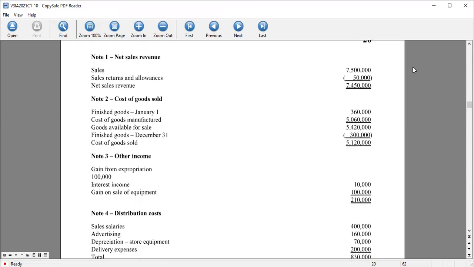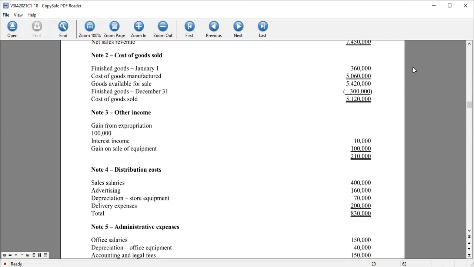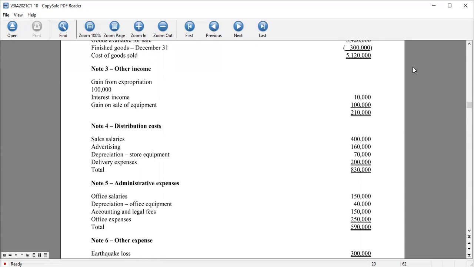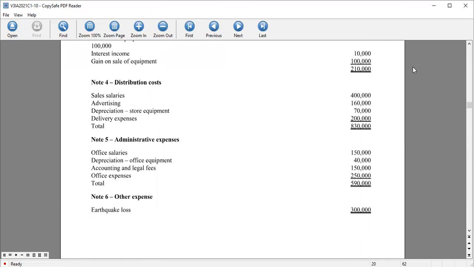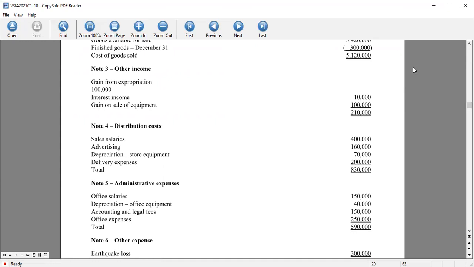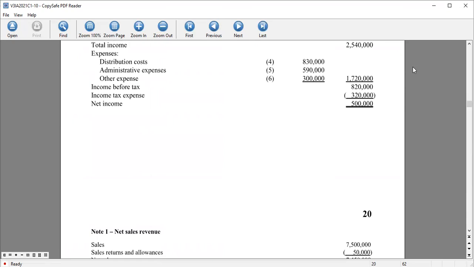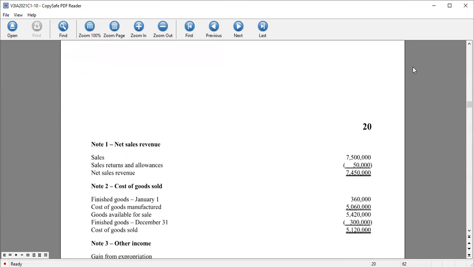Now let's look at the distribution cost breakdown for note number 4: sales salaries, advertising, depreciation, and delivery expense. We have now the total of 830,000. And note number 5 for administrative expenses: office salaries, depreciation of office equipment, accounting and legal fees, and office expenses. Now for note number 6, that's other expense or the earthquake loss. So finally, again, we have the amount of net income in the amount of 500,000. That's your net income using the cost of goods sold method.